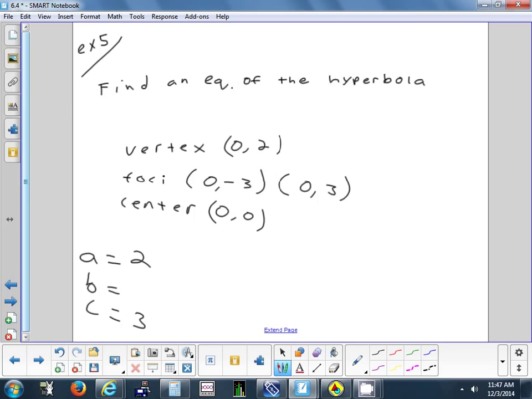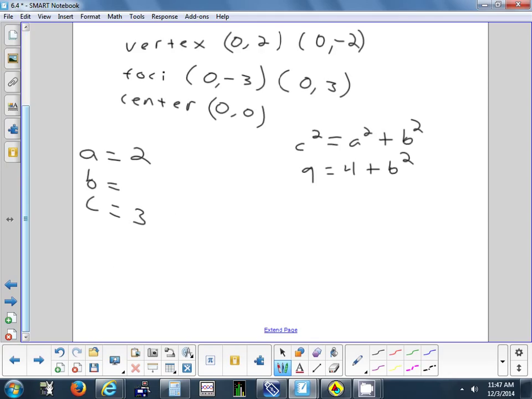Did they have to list both foci, or could they have just given you one of them and you'd automatically know the other one? Yeah, they only need to give you one because you got 0 c, 0 negative c. Same with the vertices. You know there's one at 0, negative 2, even though they didn't give it. So, plug in. And what do we have to solve for? b. So we get 9 equals 4 plus b squared. Subtract 4. Okay, what's b? Square root of 5.